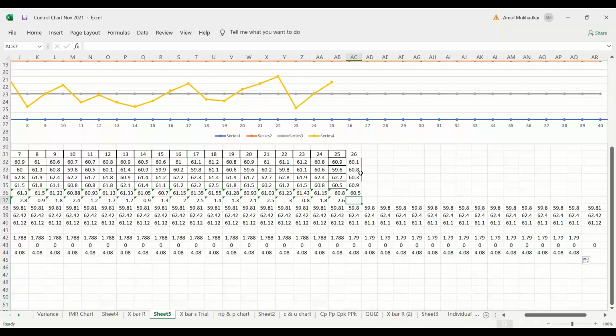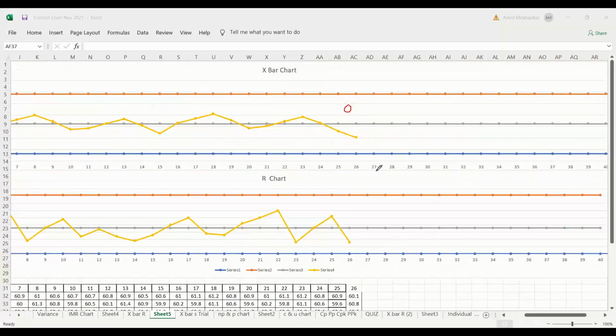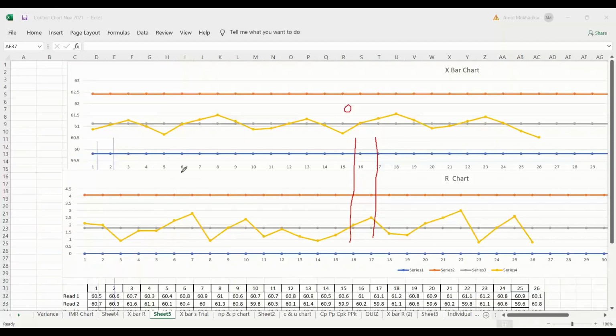Now for this data, what was the range? The range will be maximum minus minimum. Maximum value is 60.9. Minimum value is 60.1. So it is 0.8. So 0.8 you are going to put it here. So this is your 0.8 value. So similarly, for every X bar data, you are going to write the corresponding range data, and you are going to simultaneously monitor the behavior of the X bar chart and the R chart. Got it? Any questions you people have?